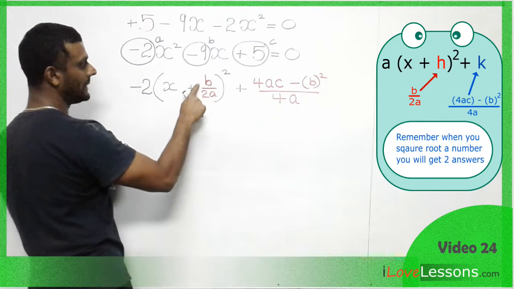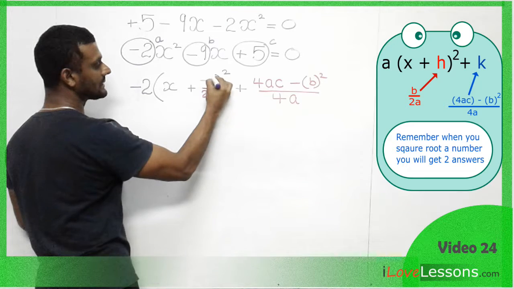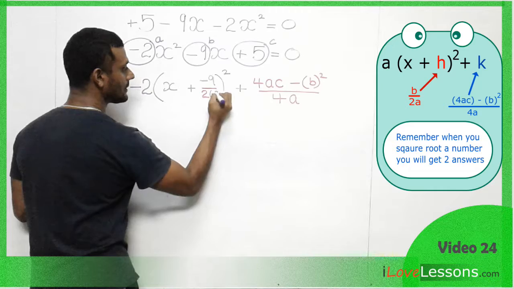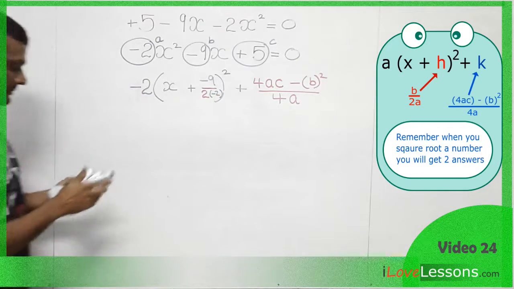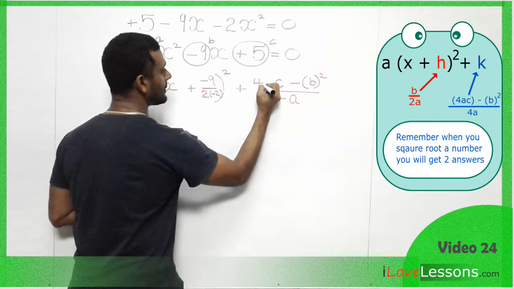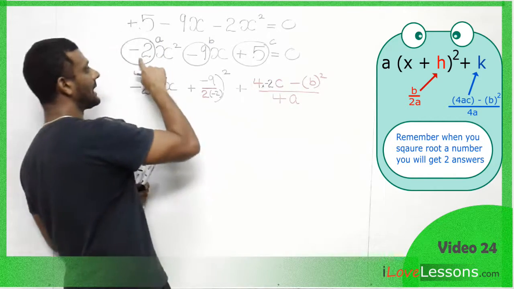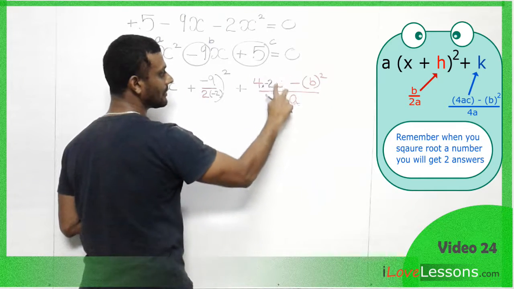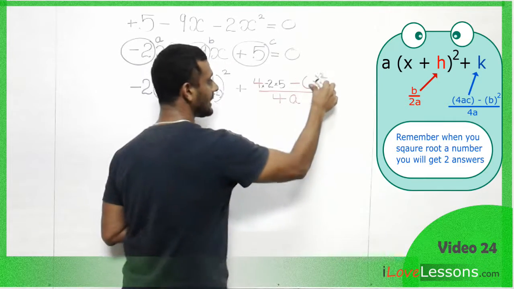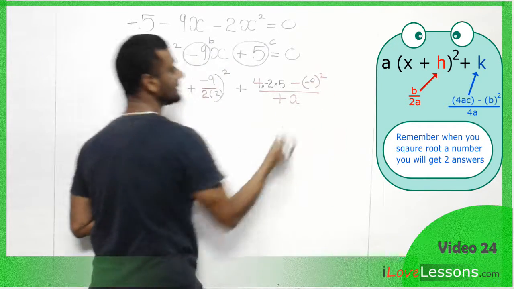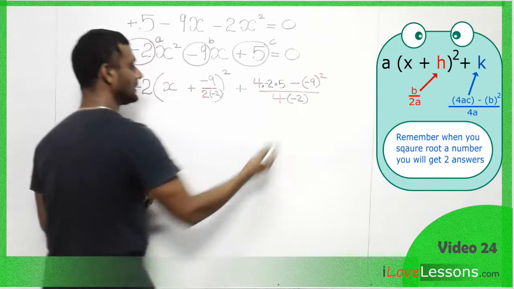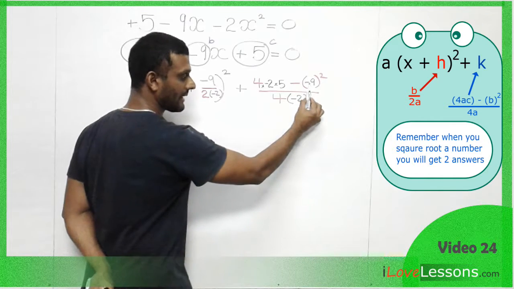A is -2, B is -9, and C is 5. Erase A, and we're supposed to put multiply by -2, and C we're multiplying by 5. B is -9, so I'm going to put the -9 in brackets. And A is -2. Now we have to be careful here.